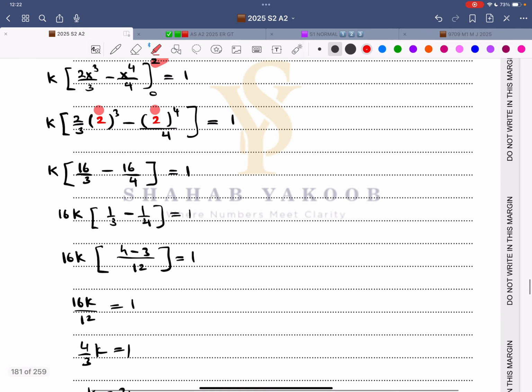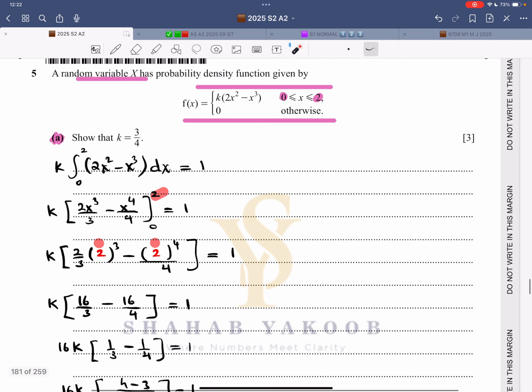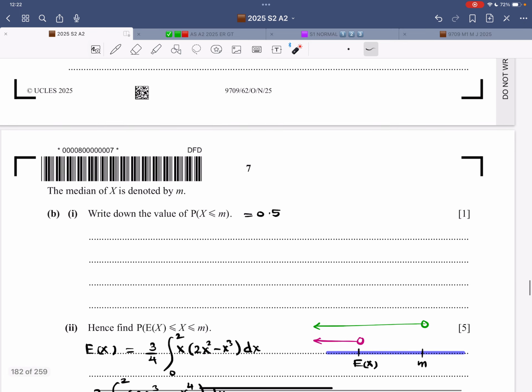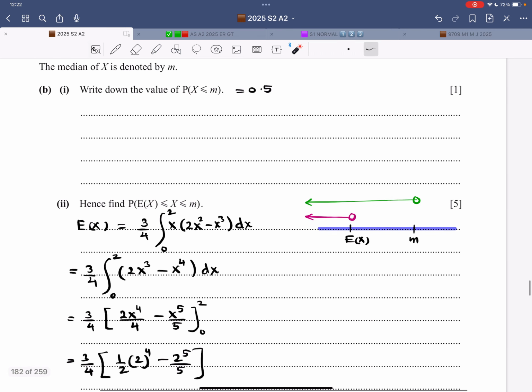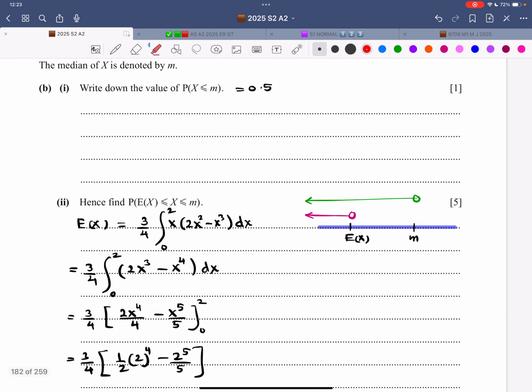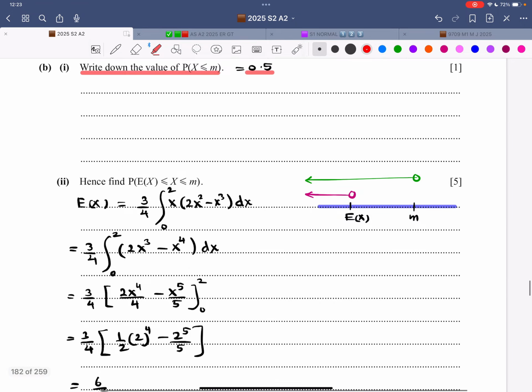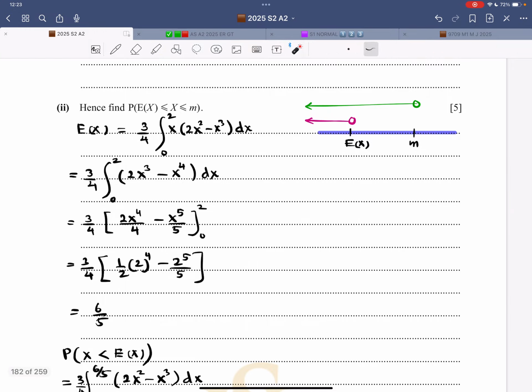Now it all depends on you, whether you want to do things like I'm doing, you want to use a calculator, work in fractions, any which way, but you need to give the answer as a fraction, not as a decimal. So this thing is done. Now it says the median of x is denoted by m. So now write down the value of probability x less than m. So we know that lesser than median is 50%, lesser than lower quartile 25%, lesser than upper quartile 75%. Hence find the probability x lies between expected value and median.